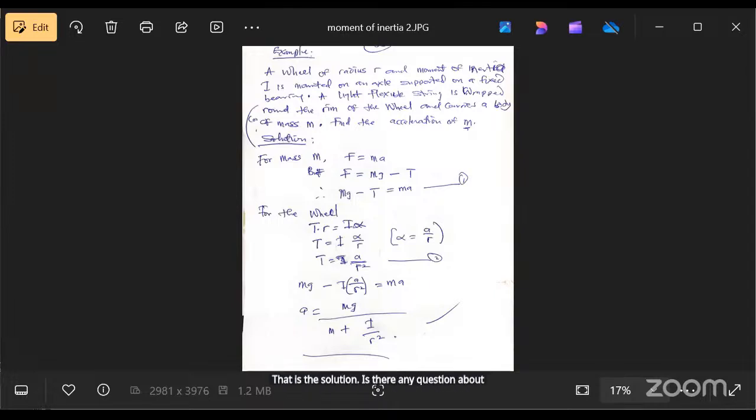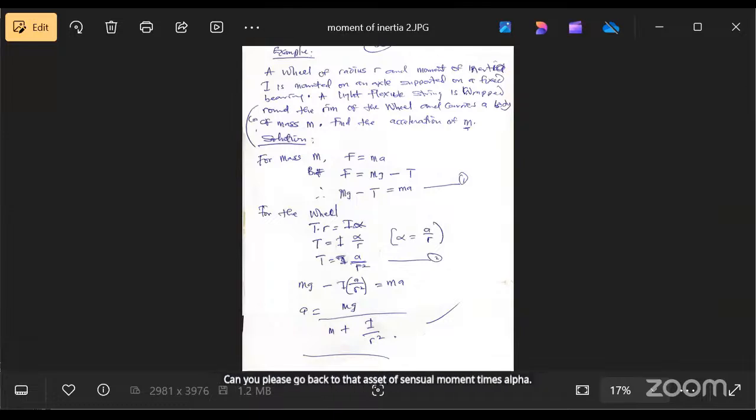Is there any question about this problem? Because this problem entails so many things, we have to discuss it a bit. So is there any question about this before I move on? Yes, sir. Sir, can you please go over it again? Yes. Can you please go back to that part of tension and radius equals moment of inertia times alpha?